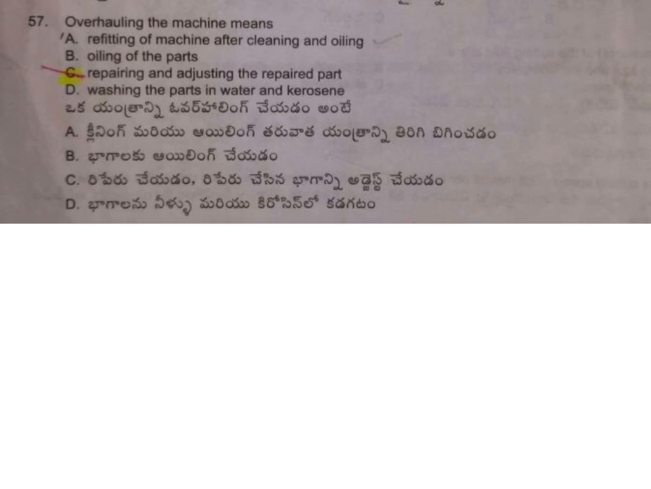Question 57. Overhauling the machine means: A, refitting of machines after cleaning and oiling, oiling of parts, repairing and adjusting the repaired part. This is the answer. Washing the parts in water and kerosene, this is also not possible.